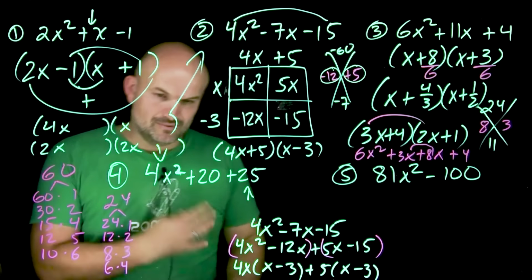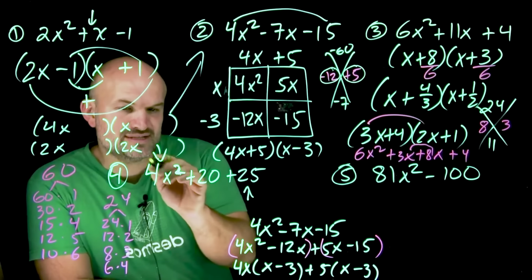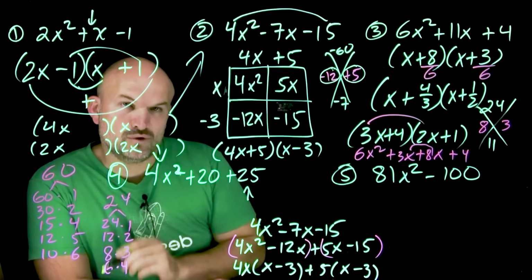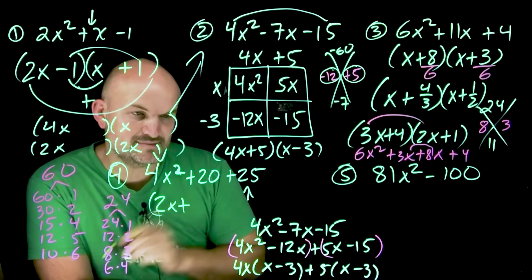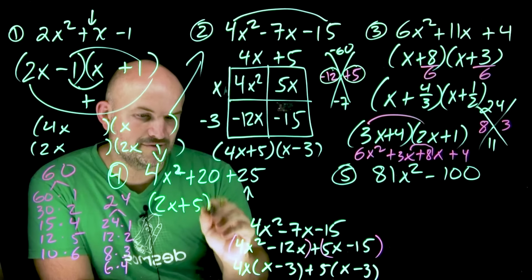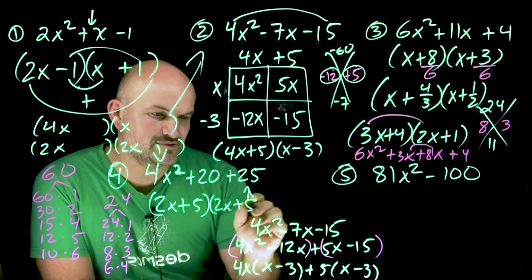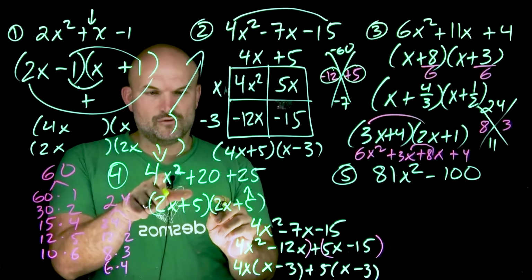So to look at it as a perfect square trinomial, say, all right, what is the square root of 4x squared? Well, that's going to be a 2x. And since the middle term's positive, then I know that has to be positive. Square root of 25 is going to be a 5. So is it 2x plus 5 times 2x plus 5? Well, 2x times 2x is a 4x squared, yes.